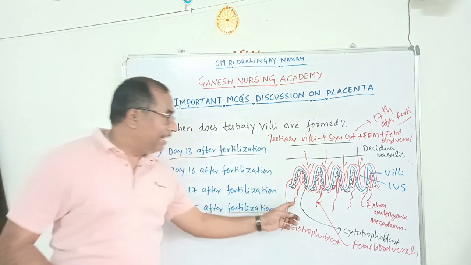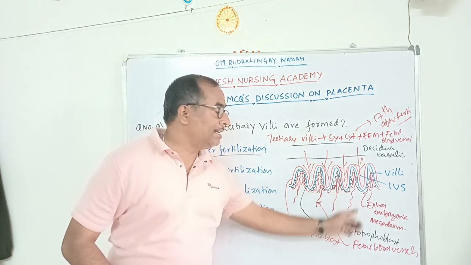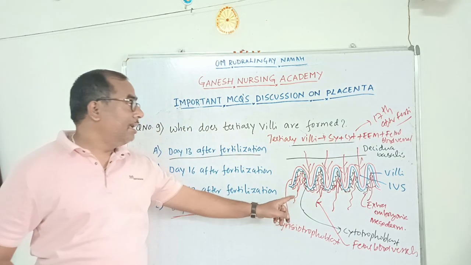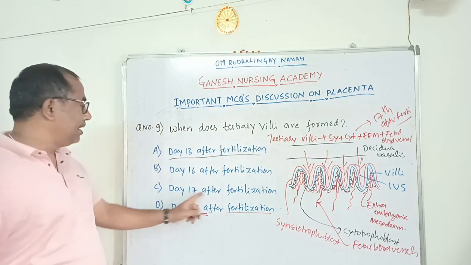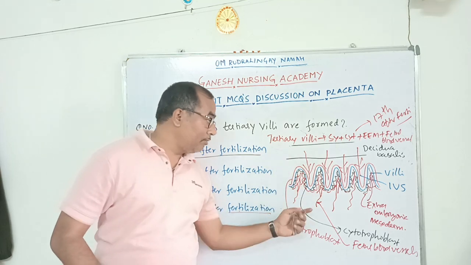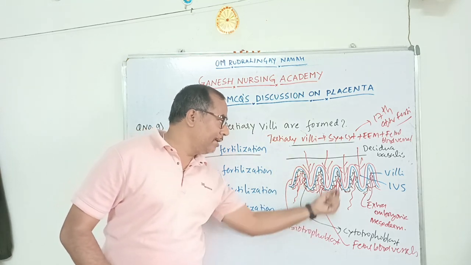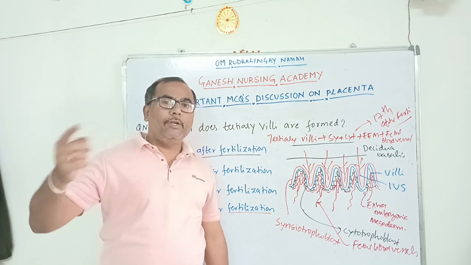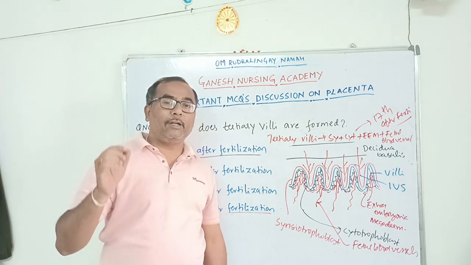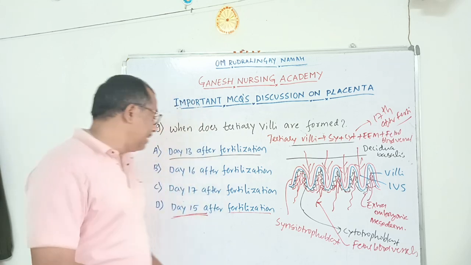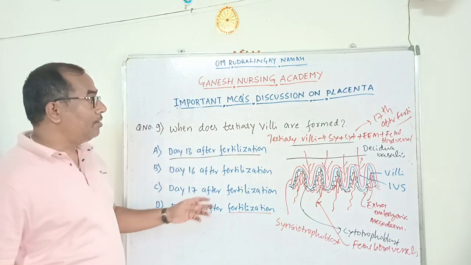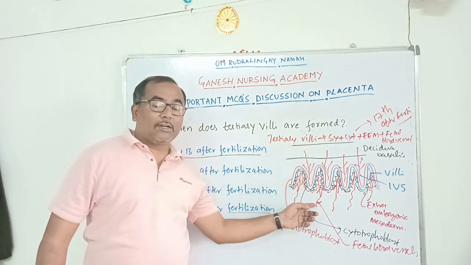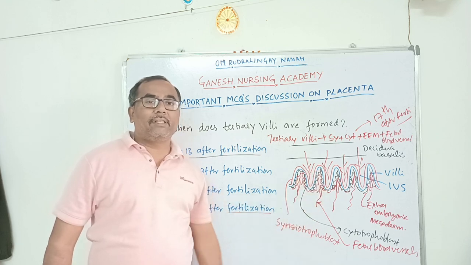When they ask when is the onset of the fetoplacental circulation, that is the entry of fetal blood vessels into the placenta. This is at day 17 after fertilization. Only at day 17 do the fetal blood vessels start entering into the villi of the placenta. The onset of fetoplacental circulation begins at day 17, and the onset of uteroplacental circulation begins at day 15 after fertilization.